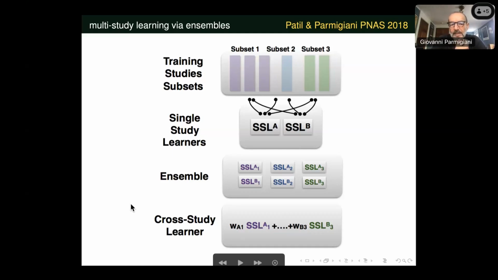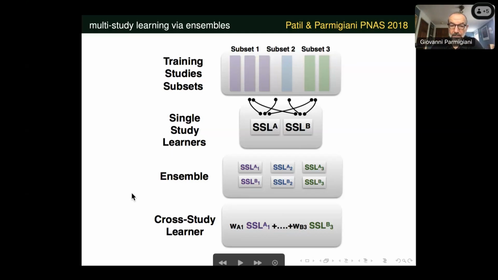In this case, you have 3x2, so 6. The goal then is to ensemble these with weights that reward the extent to which each algorithm, which initially has been trained on only one study, is good at predicting in the other studies that are part of the overall training collection.